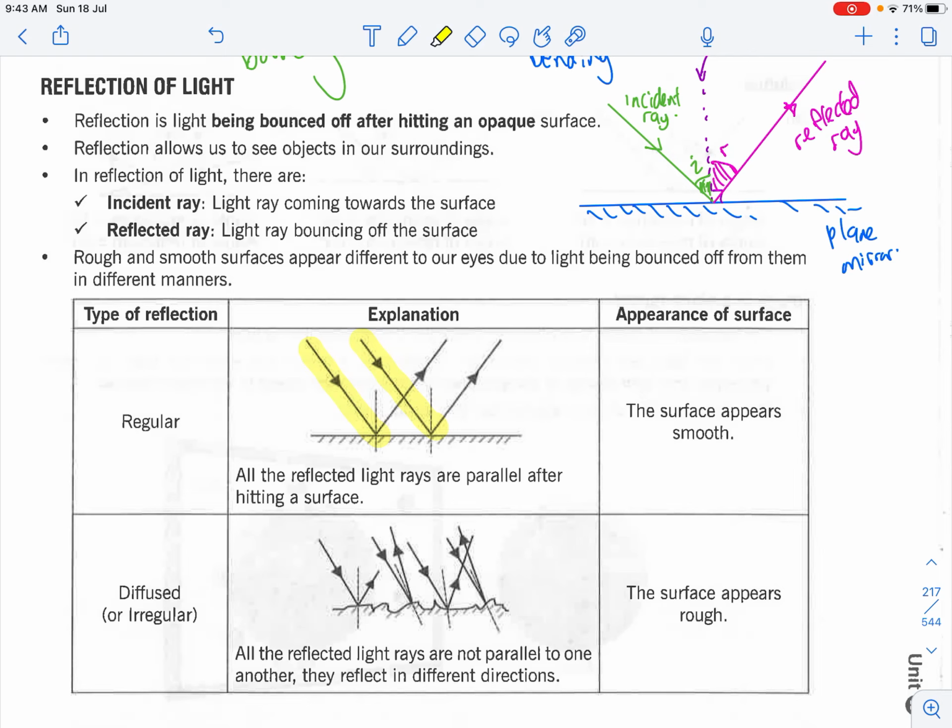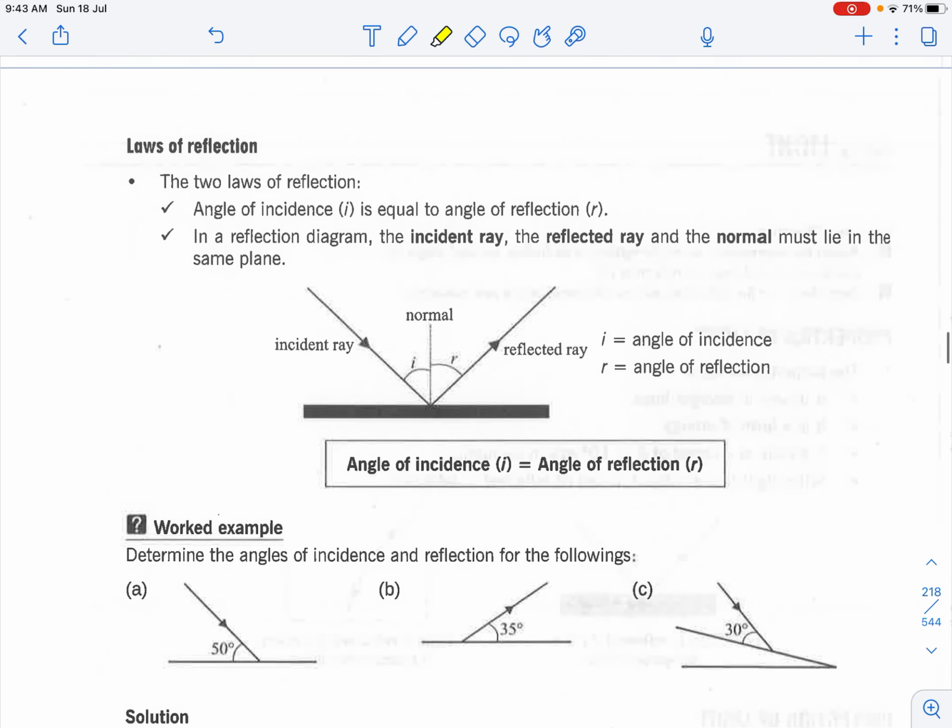However, when you have light rays bouncing on a rough object, what you will see is a lot of reflection at different angles, and this is what you call diffuse. So the surface will appear rough, and therefore you will see a very blurry image. So the laws of reflection, this one is important, like how I explained just now.